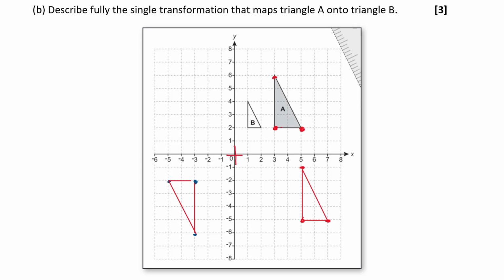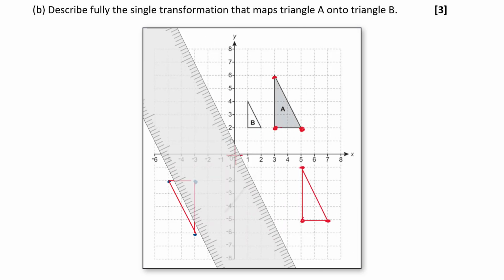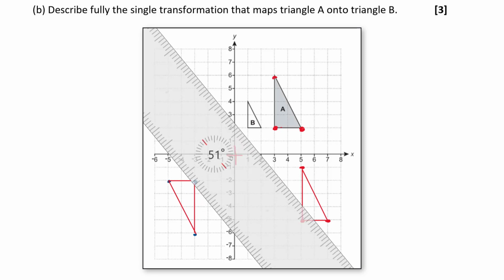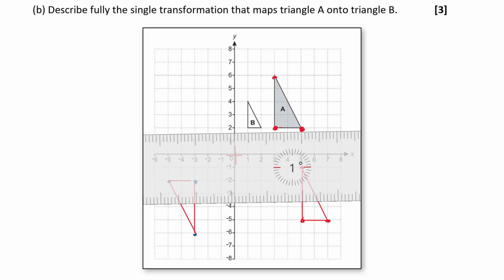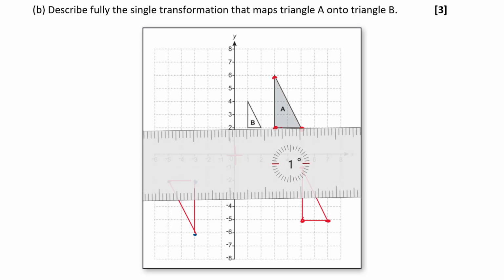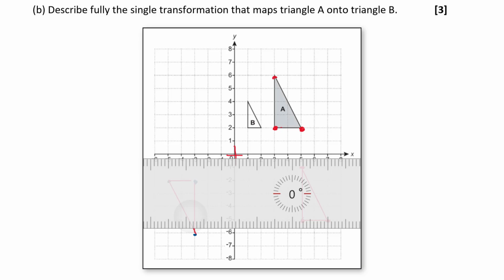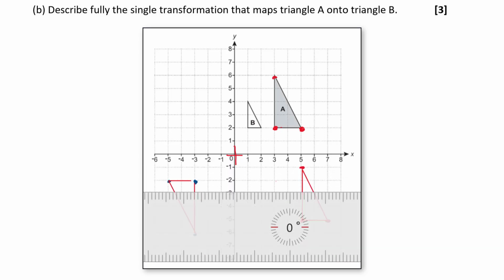So I think this is going to be an enlargement. It's one of those crazy mathematical enlargements where your image ends up being smaller than the object. Okay, but we still call that in maths an enlargement, weirdly. But anyway, let's draw on some ray lines. Pick 2 points that go together.